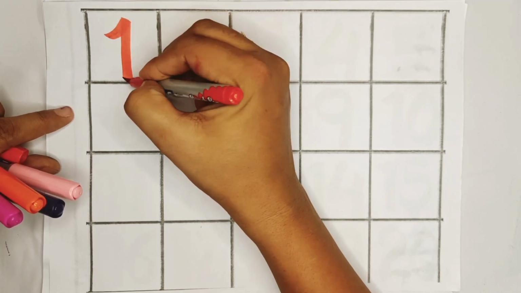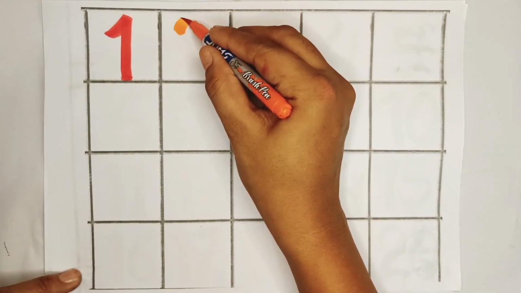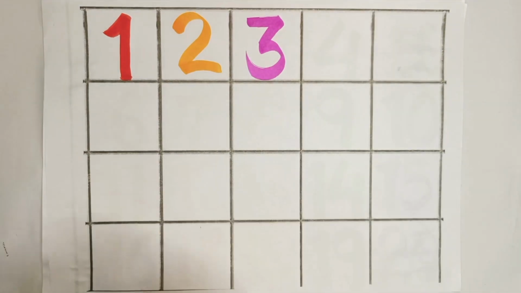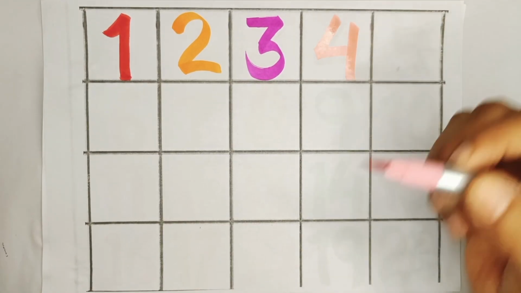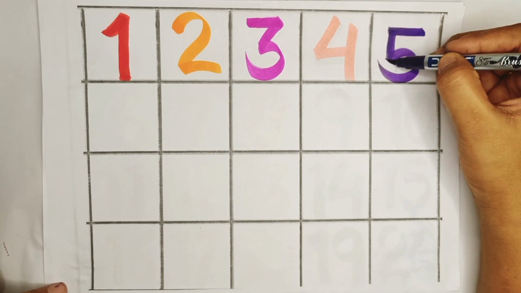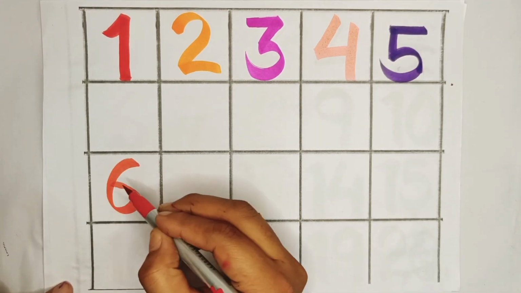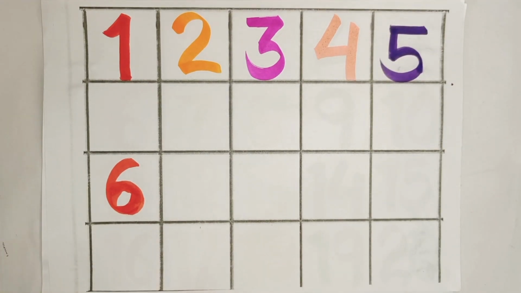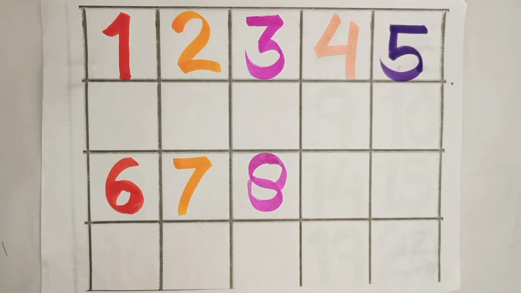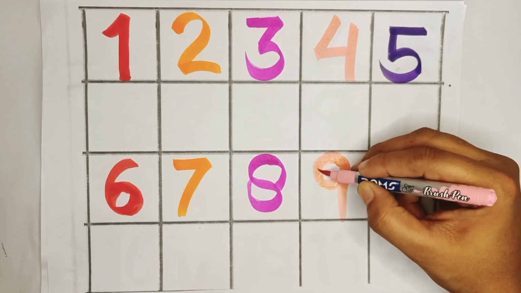Let's draw one. Number one. Draw number one, number two, number three, number four, number five. Number 6. Number 7. Number 8. Number 9. Number 10.